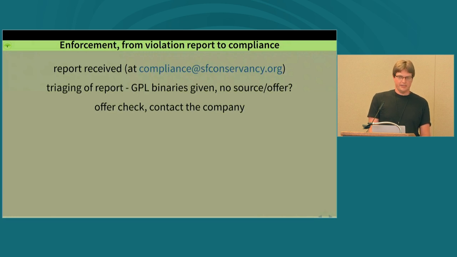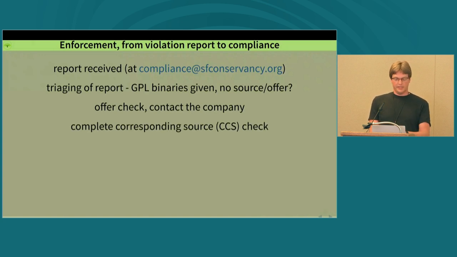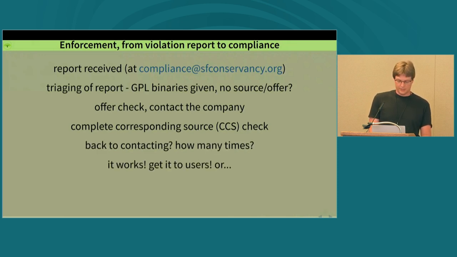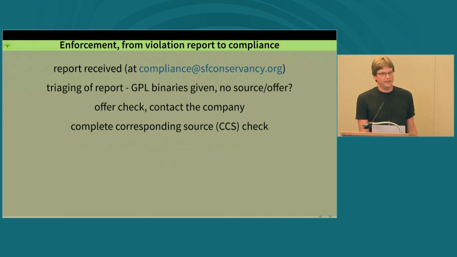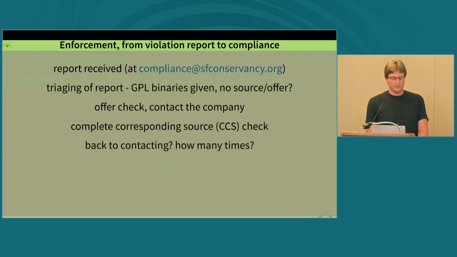Usually when we contact the company, they will send us a source code candidate. When we receive a source code candidate, either from contacting the company indicating the violation or from checking that offer, we do what we call a complete corresponding source, or CCS, check. That is where we determine if it's complete and corresponding. Now, we often find that when we do this check, the source code is not complete and corresponding. Maybe it doesn't compile, maybe it doesn't install, all of these different things.